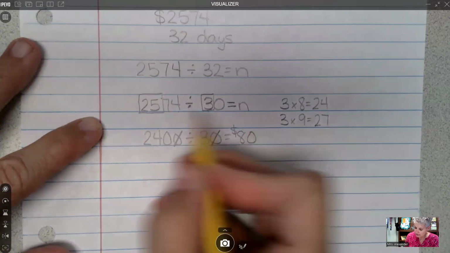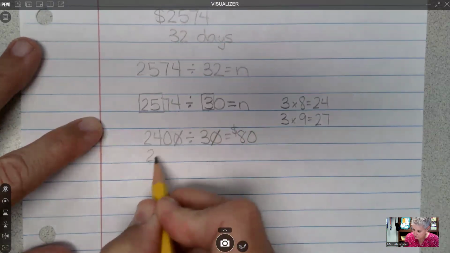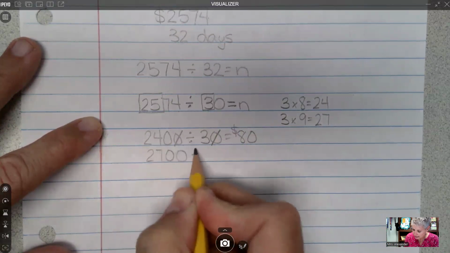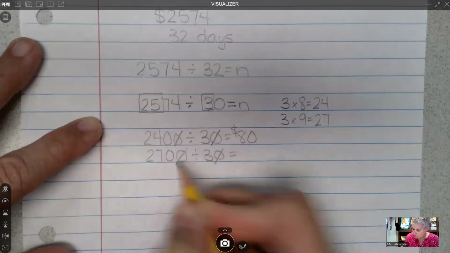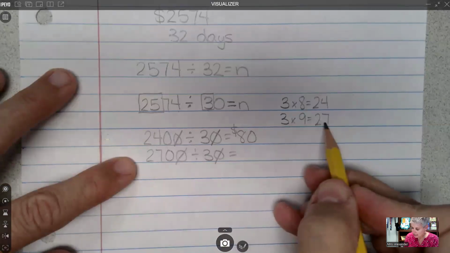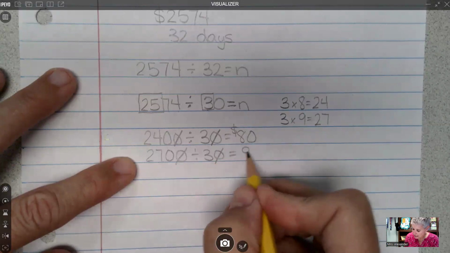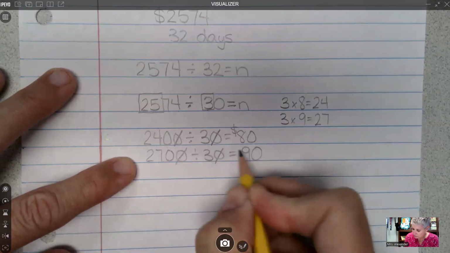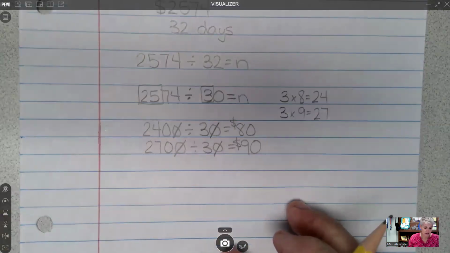Let's do the other one. Instead of changing the 25 to 24, let's make it a 27. 27 divided by 30 equals, cancel your zeros. 3 times 9 equals 27. So 27 divided by 3 equals 9. We add that 0. She makes about $80 or $90 each day.